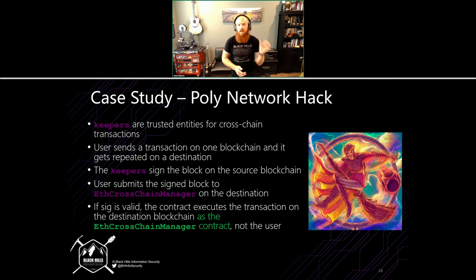They see a transaction happen on one blockchain, they sign it, then the user submits that signed block to this contract on the destination blockchain called the ETH cross-chain manager. When that block gets submitted to the ETH cross-chain manager, if the signature is valid, so if the keeper officially signed that block, then the contract on the destination blockchain will actually make that transaction for the user that they wanted on the destination blockchain. But the thing is that the execution happens as the ETH cross-chain manager contract, not as the actual user account themselves.